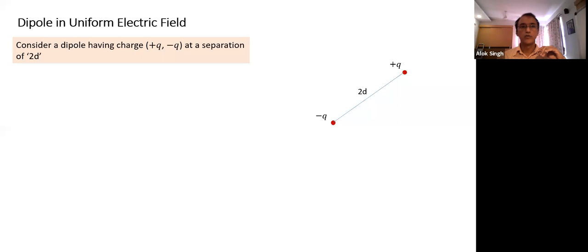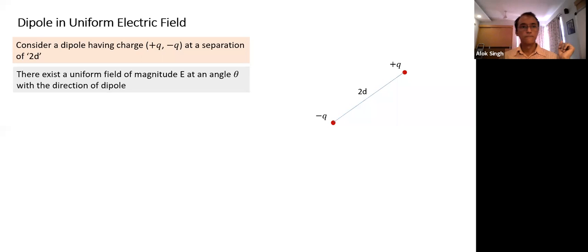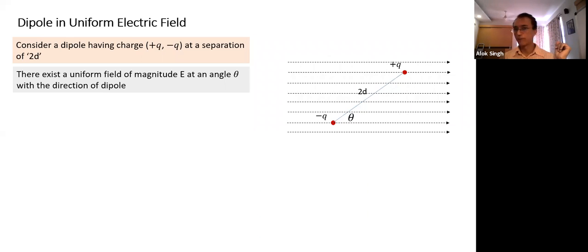So, a dipole in a uniform field. The dipole has charges as shown, and there's a uniform electric field at an angle theta with the direction of the dipole. This is what we see: the field lines are all parallel and equally spaced. It indicates a uniform field.